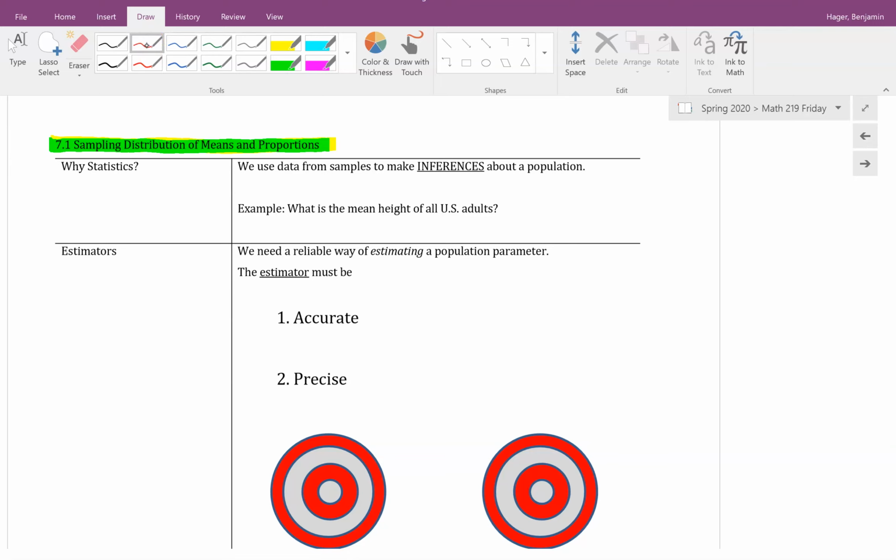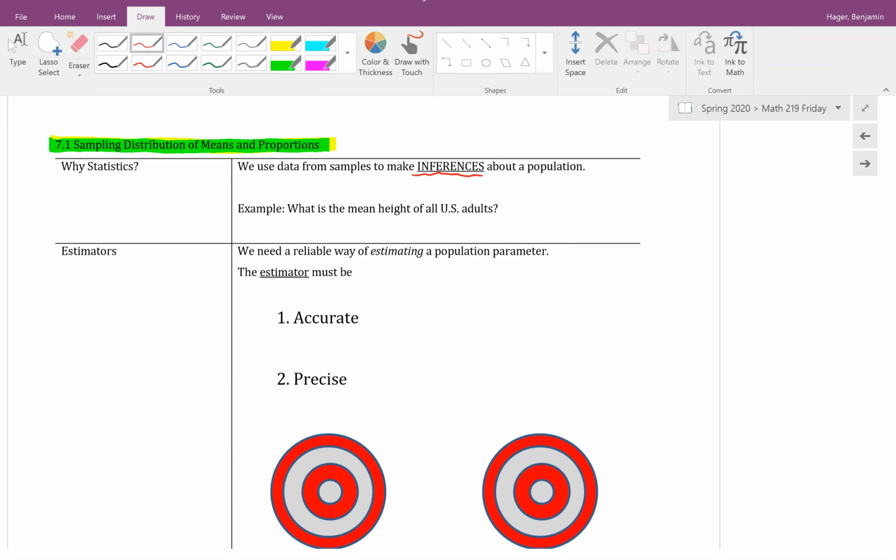So let's talk about this section. Let's go through the lecture notes. It says, why statistics? Well, we use data from samples to make inferences about a population. Here we're talking about a conclusion that's based on some sort of evidence or data. For example, maybe we're trying to establish the mean height of all adults in the U.S. We've talked about this a lot, that you can't survey every adult in the U.S. and get their height. It's just not practical.